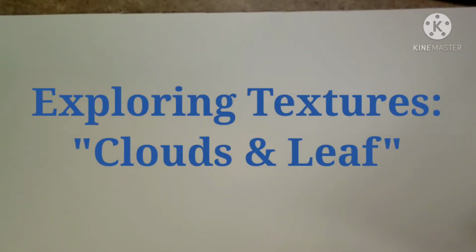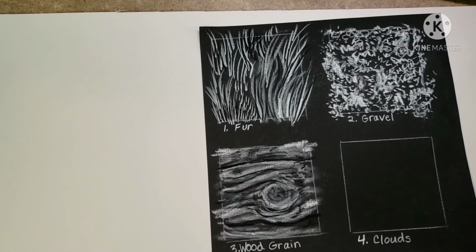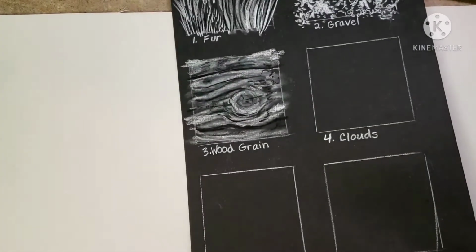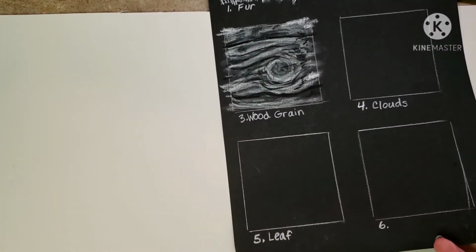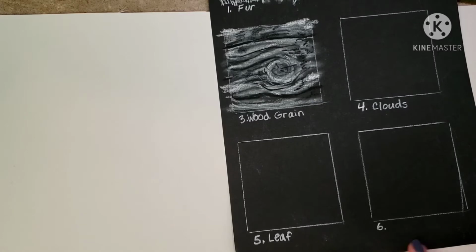We're going to pick up where we left off, exploring texture. We had already completed the first 3 sections, which included fur, gravel, and wood grain. And now we're going to continue today with clouds and leaf. Number 6 will be a variety of options that you will pick from to make yours unique.